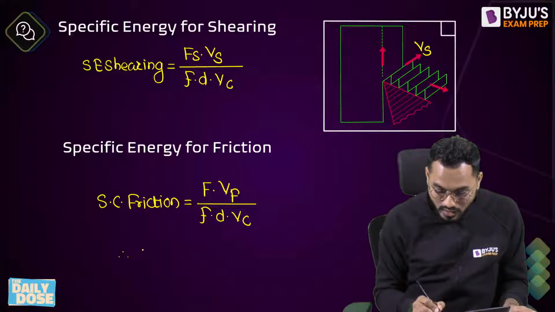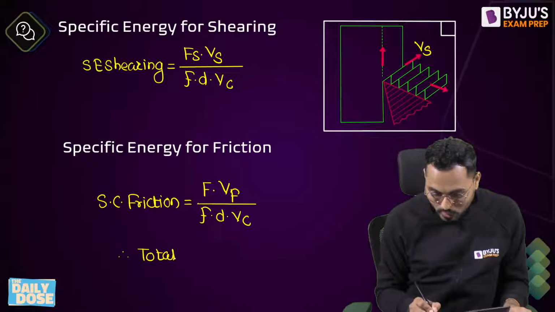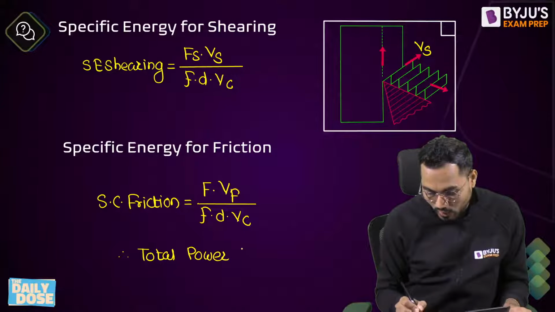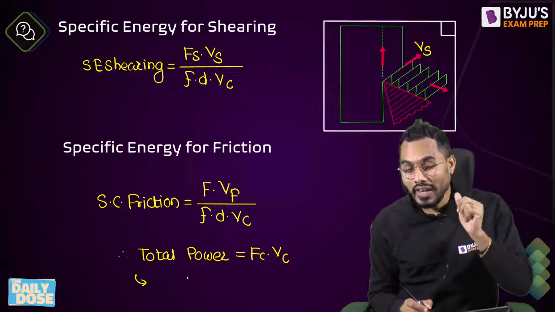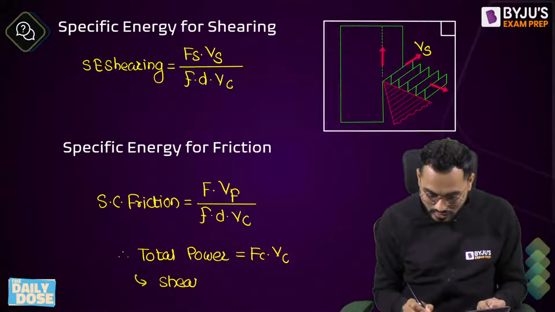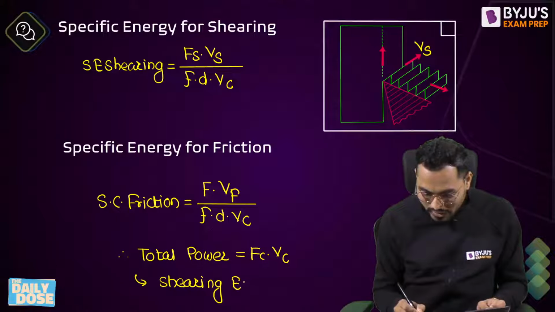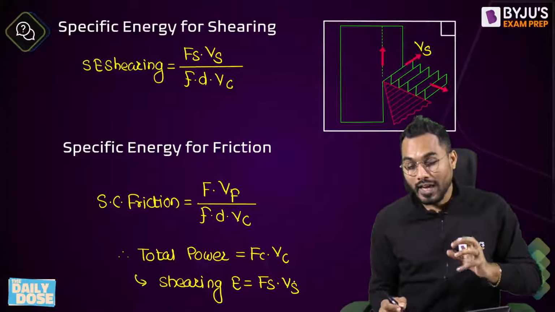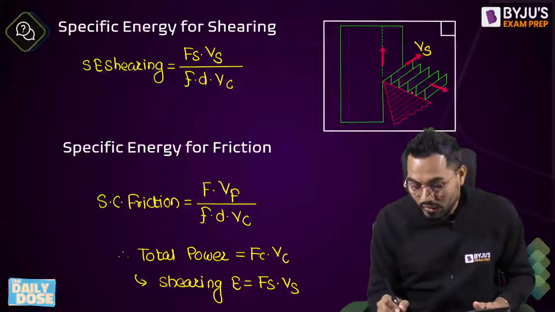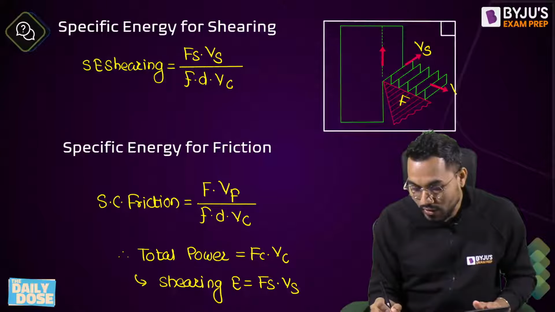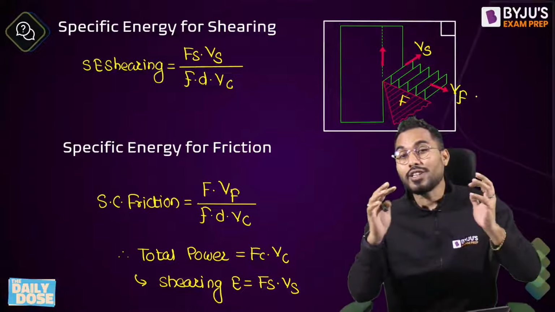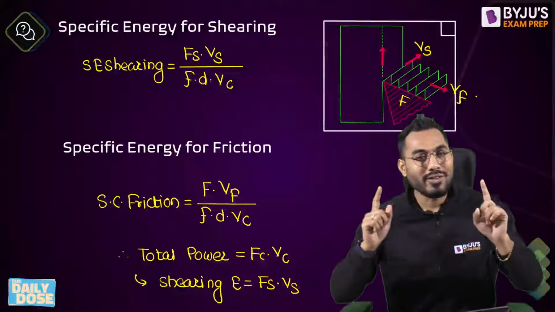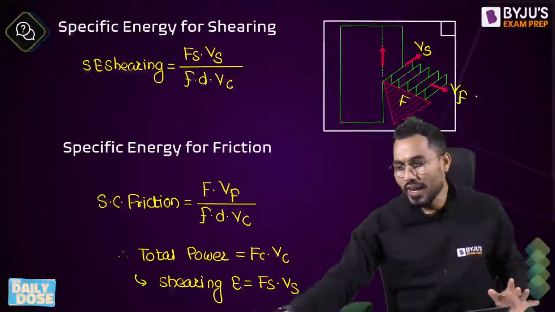Now the total power, I know, is exactly equal to Fc into Vc. Sometimes I'll ask the question, calculate the shearing energy. So what will be the shearing energy? Shearing energy is equal to shear force multiplied by shear velocity, and frictional energy is exactly equal to the friction force multiplied by the chip flow velocity Vf. So these are the multiple formulas by which you can solve numericals, whatever may come in a GATE examination.